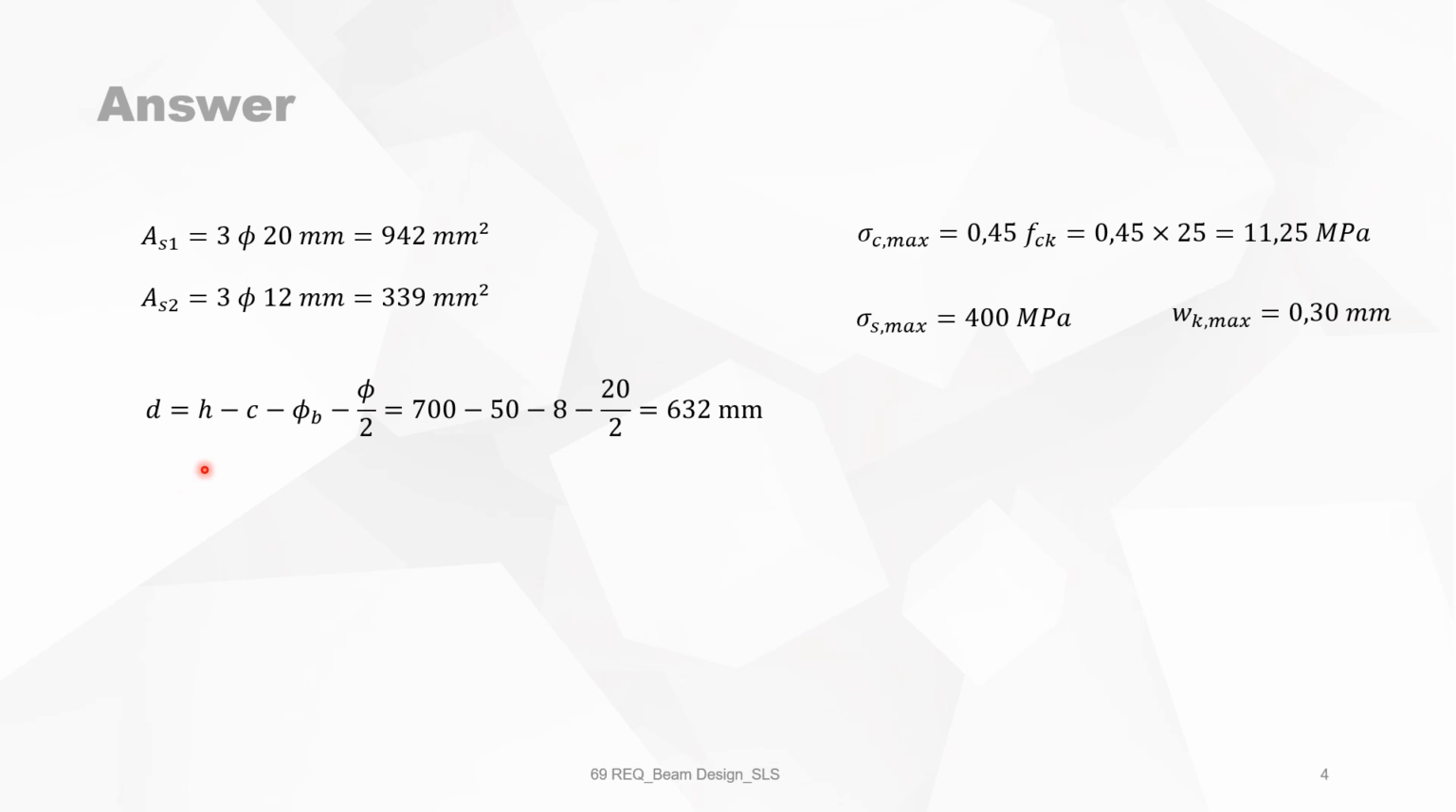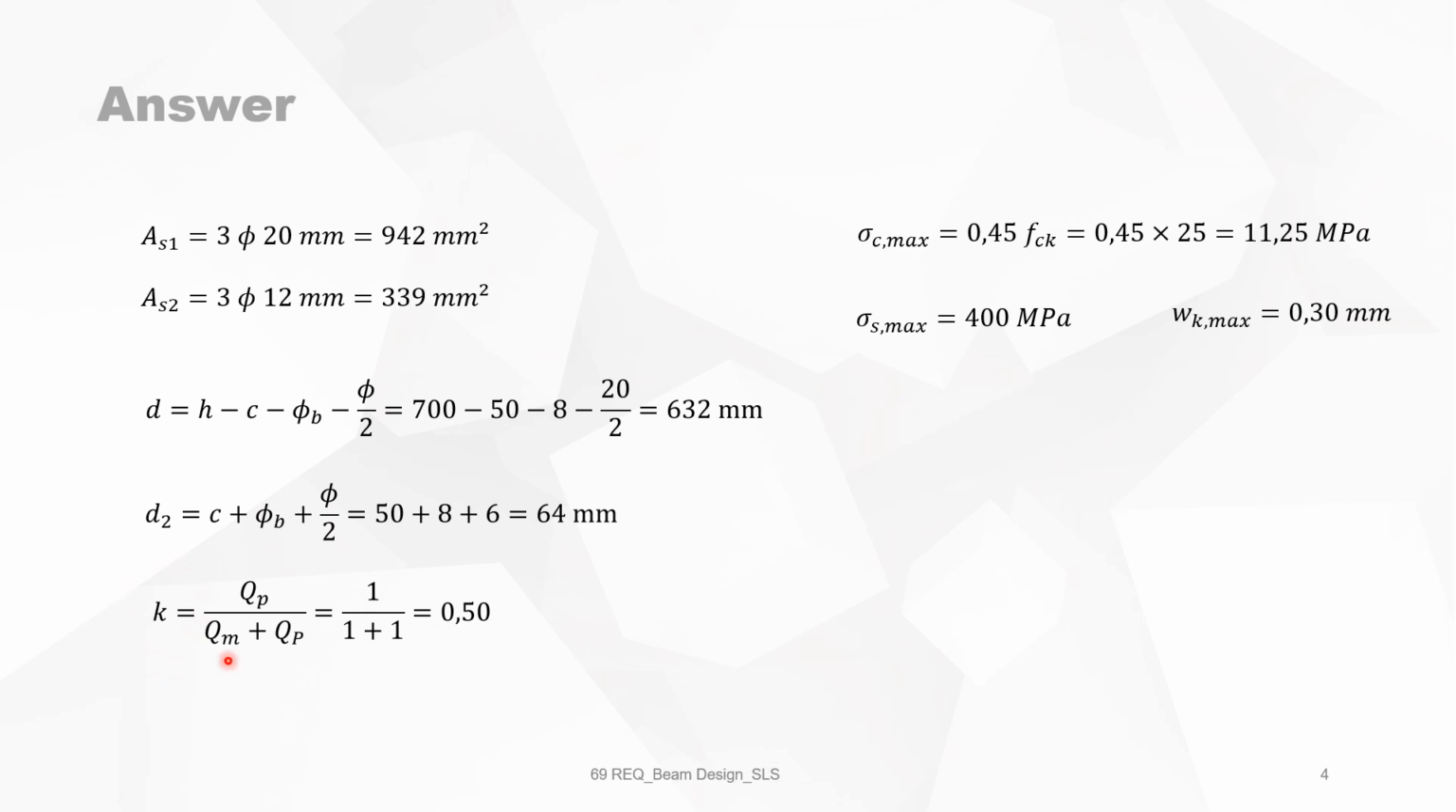The effective depth is then the total depth of the beam minus the concrete cover minus the stirrup and minus the point of gravity of the tensile reinforcement, and you have 632 millimeters. The point of gravity of the compression reinforcement, starting with the most compressed fiber on the top, is the concrete cover, the diameter of the stirrups plus the point of gravity of the compressive reinforcement, so d2 is 64 millimeters.